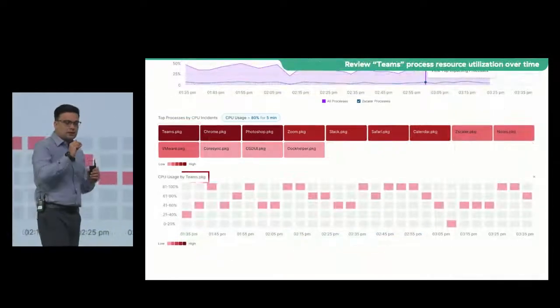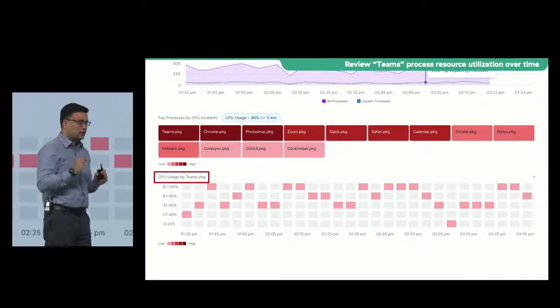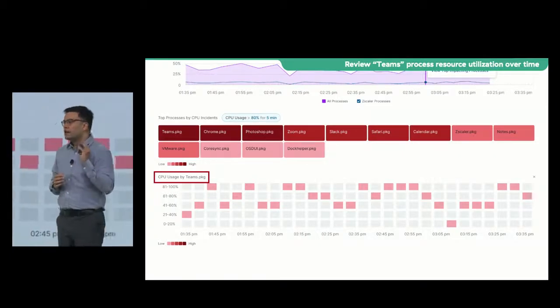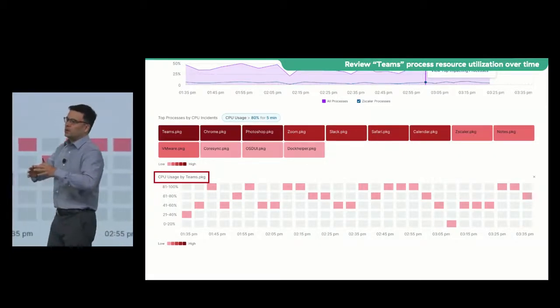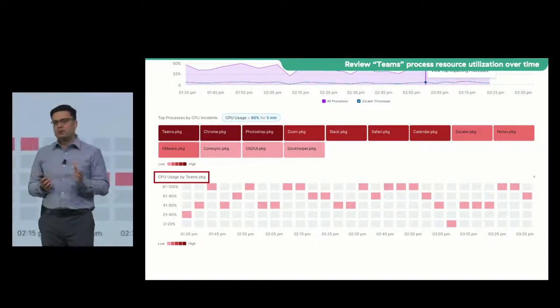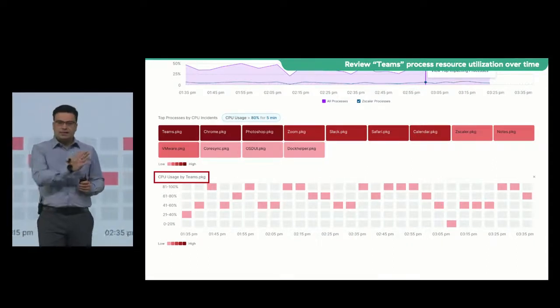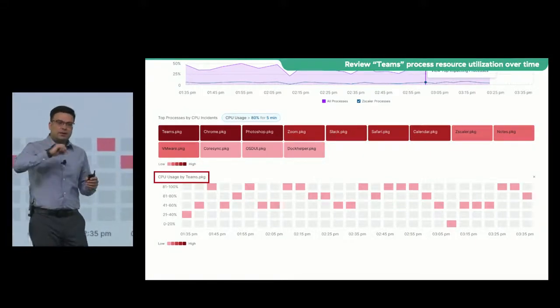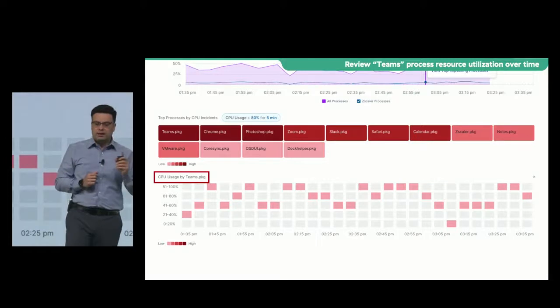You can also do a one-click further drill down on this, and you can see a heat map of the impact of that process, or any process which is consuming more than X amount of CPU or memory on the device, and see a heat map of whether there are times in the day or times in an hour when it is causing the spikes, and then act upon it.